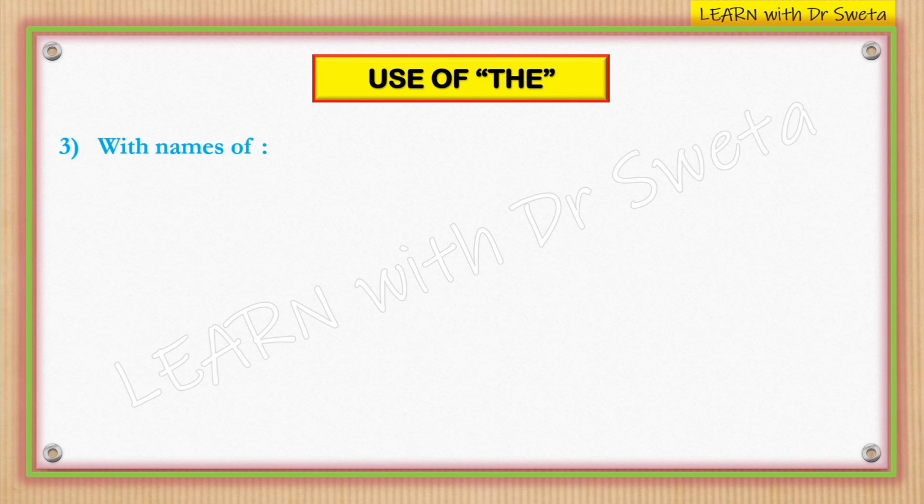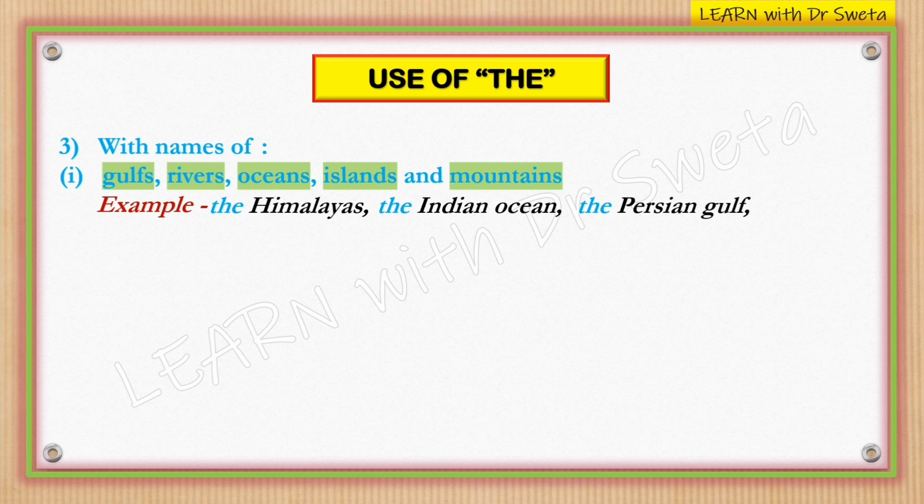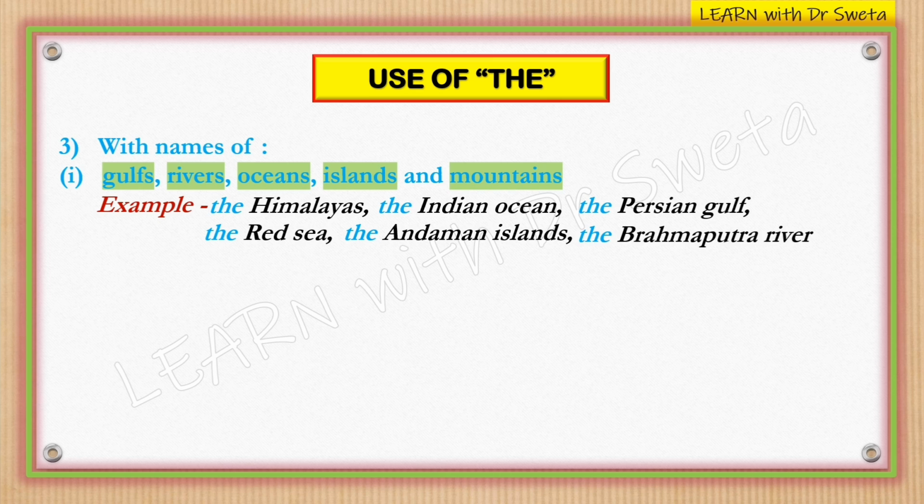Next is, "the" is used with names of gulfs, rivers, oceans, islands and mountains. So you can say that "the" is used with names of geographical features. For example, the Himalayas, the Indian Ocean, the Persian Gulf, the Red Sea, the Andaman Islands, the Brahmaputra River.